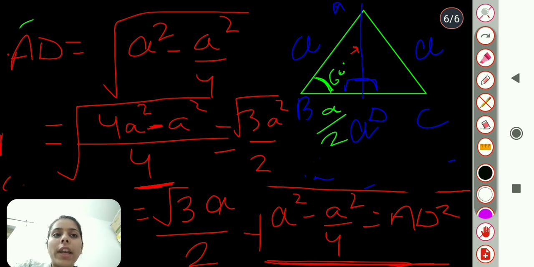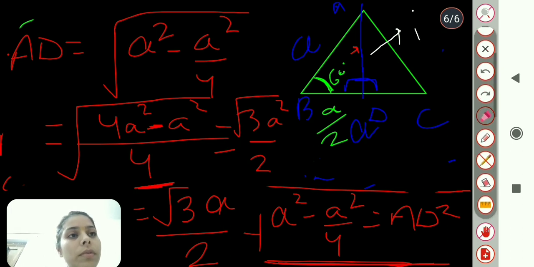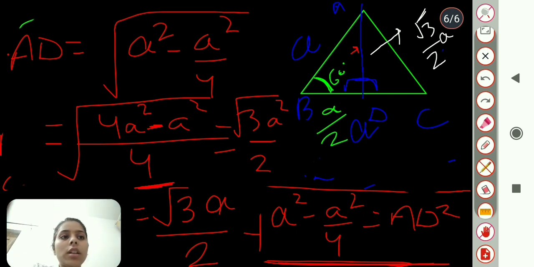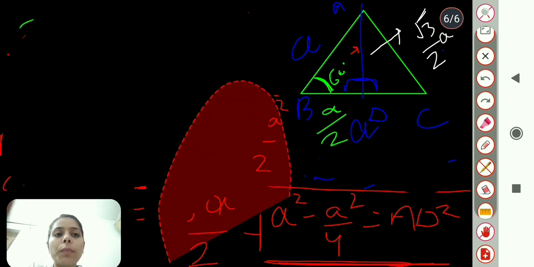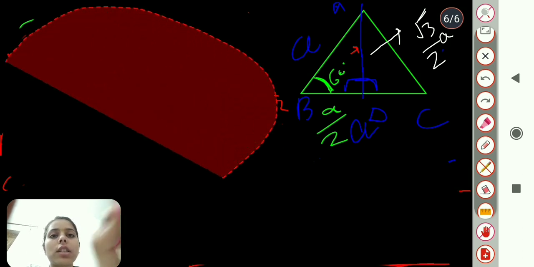What is the value of AD? The value of AD is root 3 by 2A, right? So now we have all values. We have the value of perpendicular, we have the value of base and hypotenuse also. So now we can find the value of sine at 60 degree.